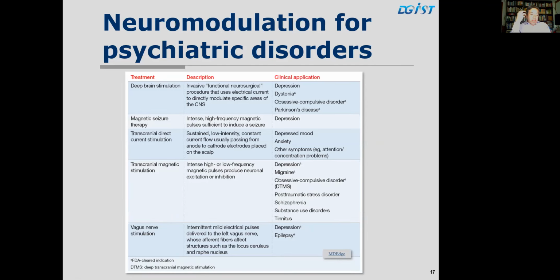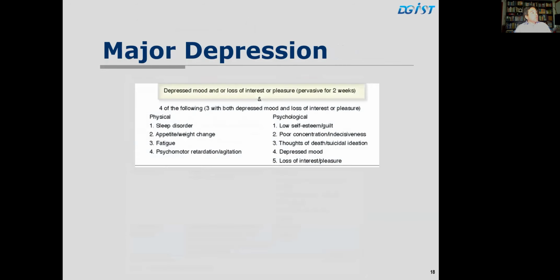Another surgical type procedure, but using neuromodulation, is vagus nerve stimulation. The vagus nerve is coming from the head. It's a cranial nerve that tends to relax the body. It's what we call part of the parasympathetic nervous system. And stimulating that nerve has various effects. So intermittent mild electrical pulses are delivered to the left vagus nerve that goes down the chest, and also going back up into the brain. This has had some effect on depression and epilepsy. So those are some of the overview of neuromodulation for psychiatric disorders.